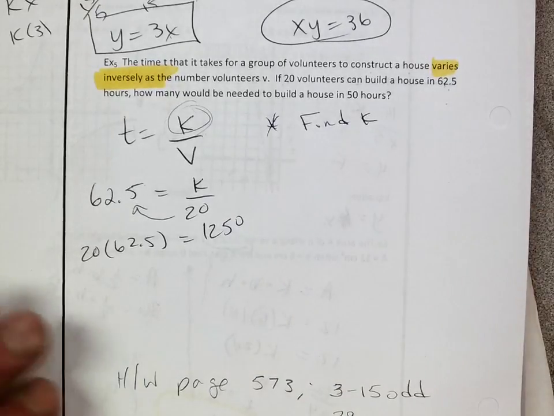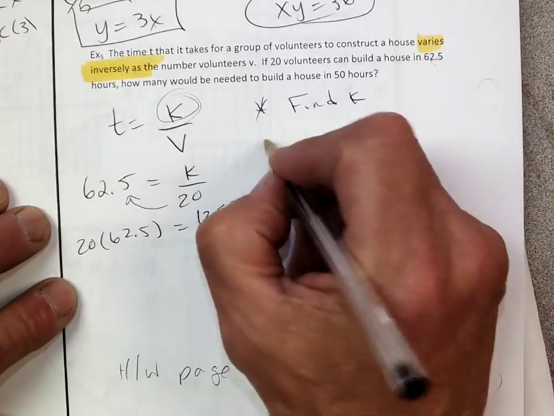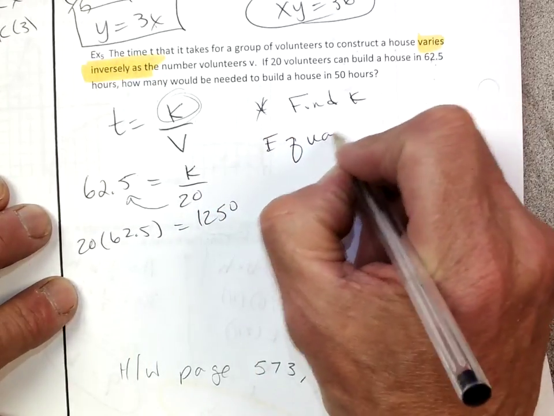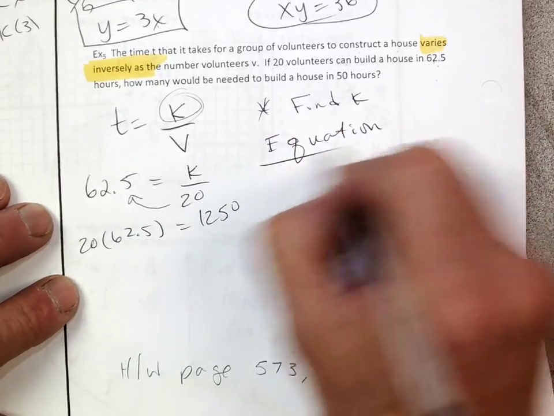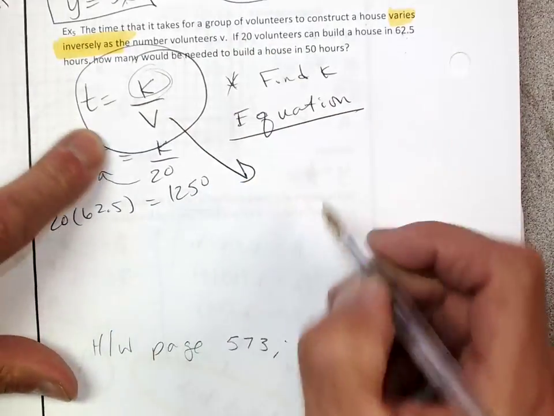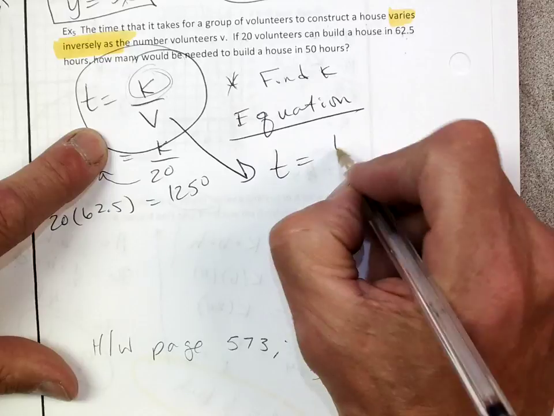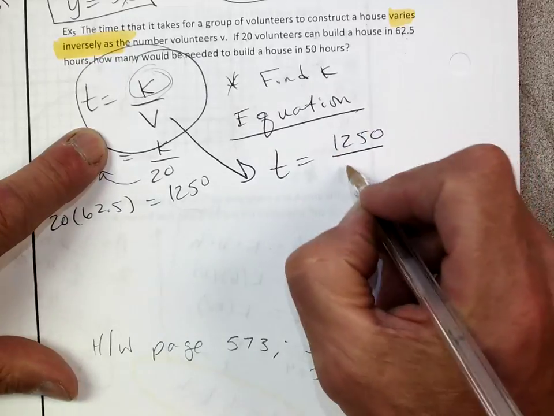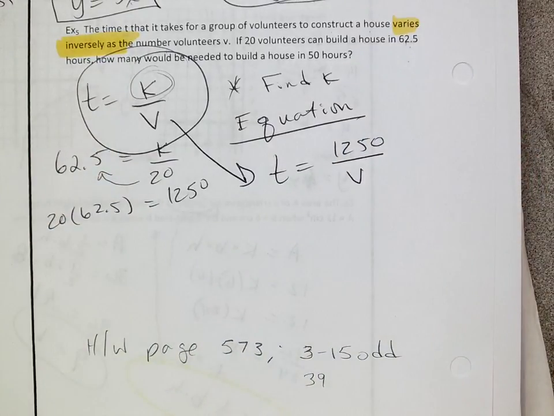So now I'm going to rewrite my equation. Here's my equation. I'm going to rewrite it as t equals 1,250 over v, because I found k, right? I know k. So now I can use my equation. Okay, so I made my equation. I found k. You always have to find k. Always find k first. Please always find K first.